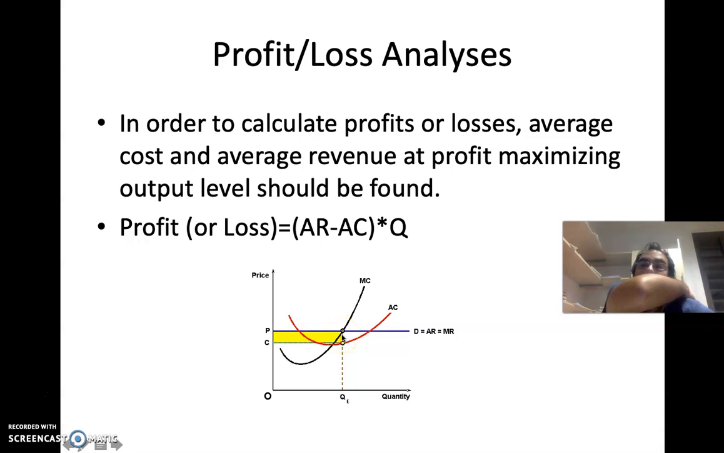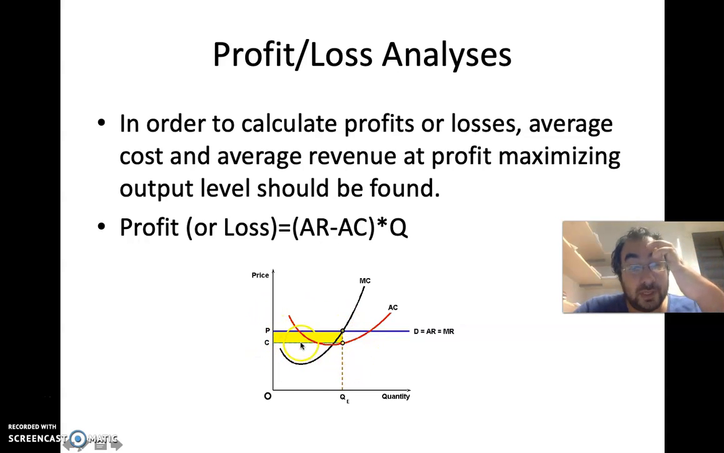In some cases, you might also need to draw the curve up. We will see those cases. But basically, you draw a curve down or up from the AR to the AC curve, and that's your profit per unit. And basically, this line gives you the quantity that is produced. Quantity times profit per quantity will give you total profit.